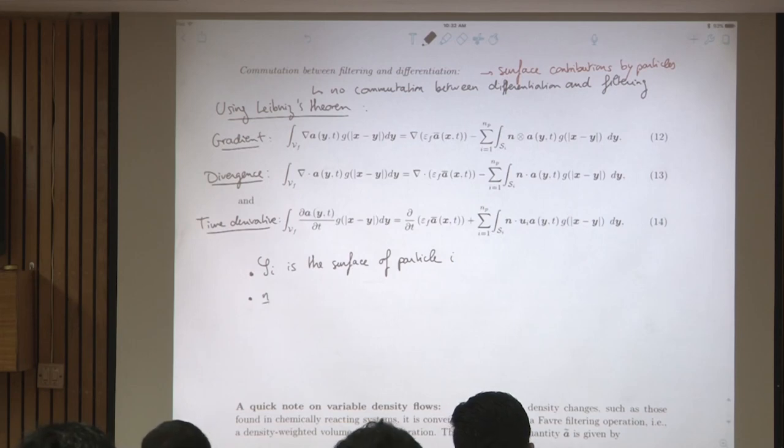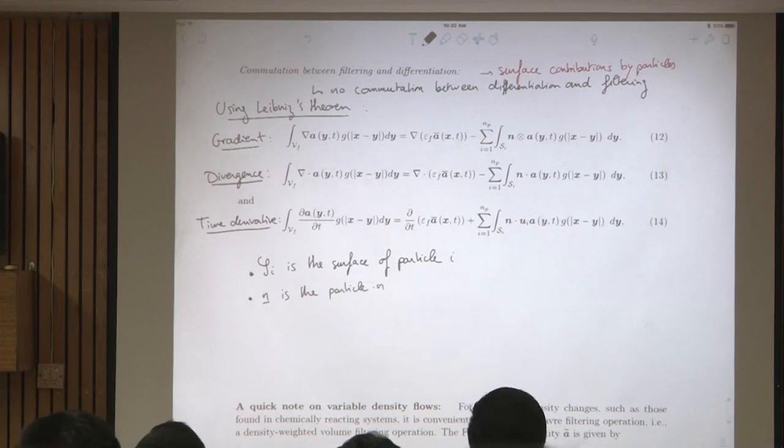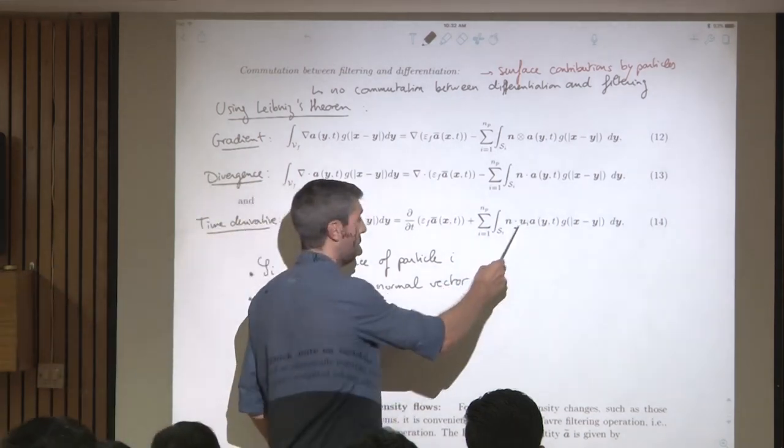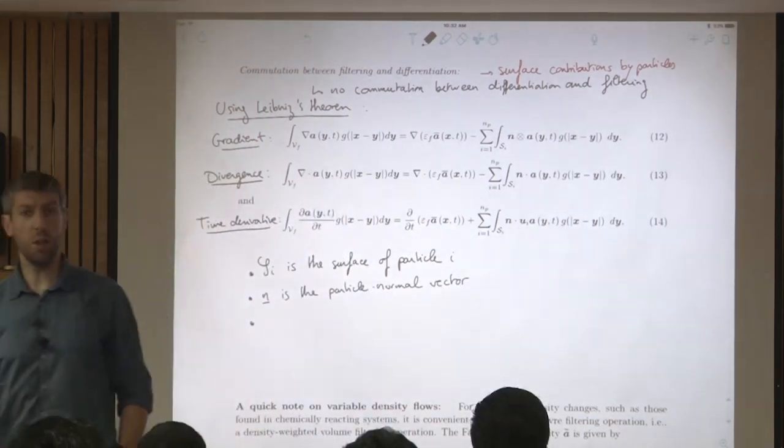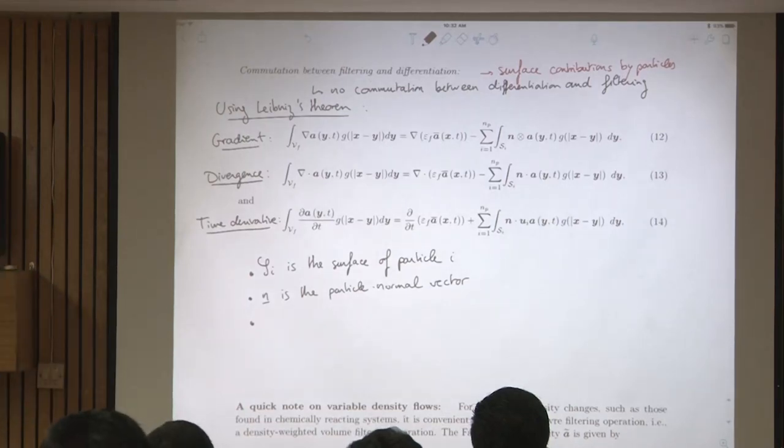N, which I'm realizing now I should really have called N sub I as well, is the particle normal vector. There's one additional thing I think I didn't define here, which is this U sub I. This boils down to being the velocity of particle I. It shows up because as we perform the time integration, we end up getting a differentiation of the position of the surface of the particle, and that ends up averaging to the net translational velocity of particle I.